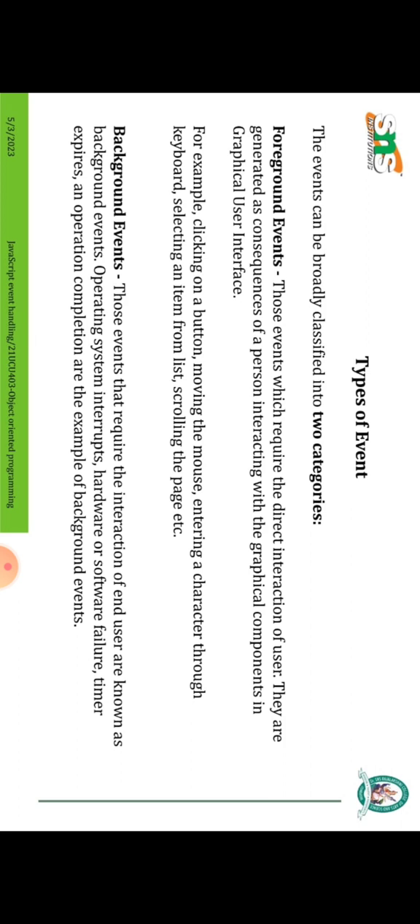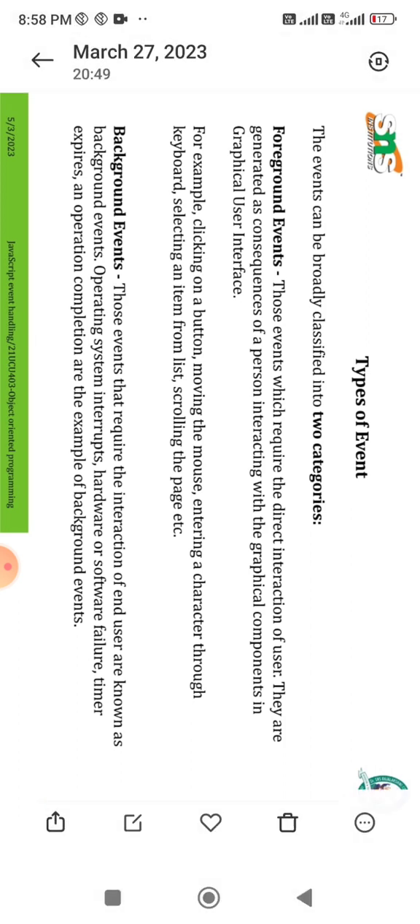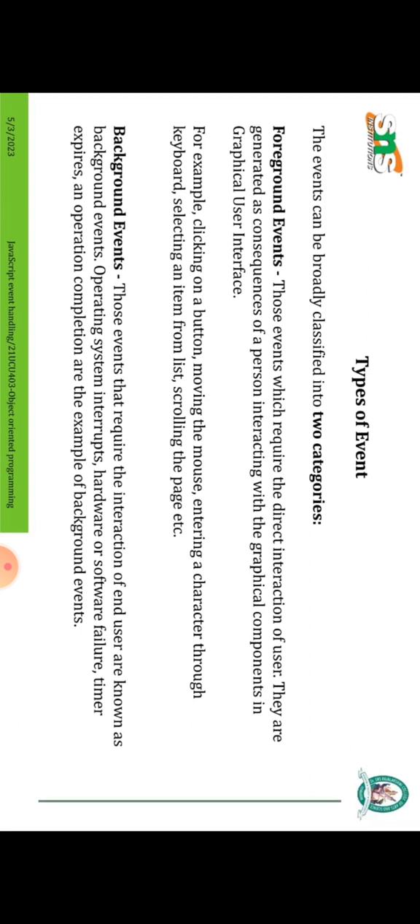These are some of the foreground events. The next one is about background events, which do not require the interaction of the end user. The operating system interrupts, hardware or software failure, timer expiry, and operation completion are examples of background events, which the user cannot see with the naked eye.